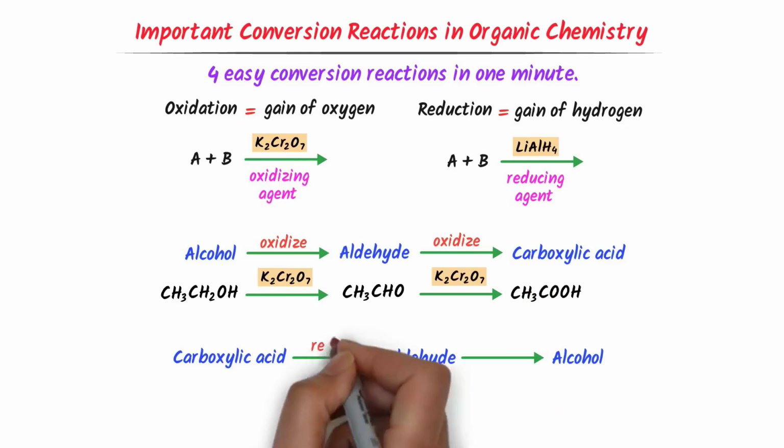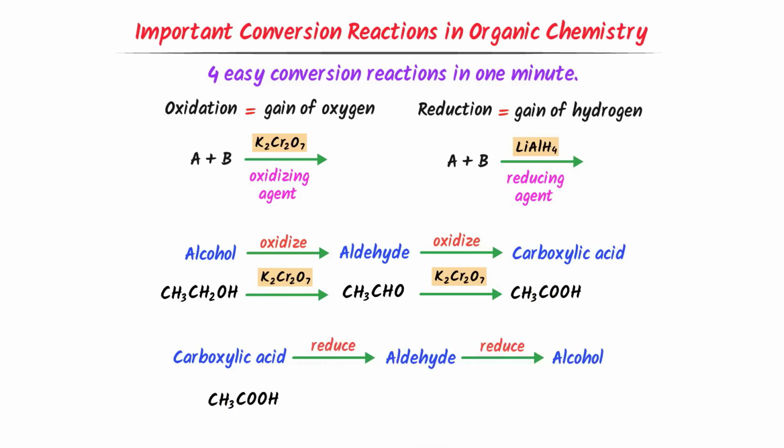On the other hand, consider this ethanoic acid. When I reduce it, it will convert to ethanal. When I reduce ethanal, it will convert to alcohol.